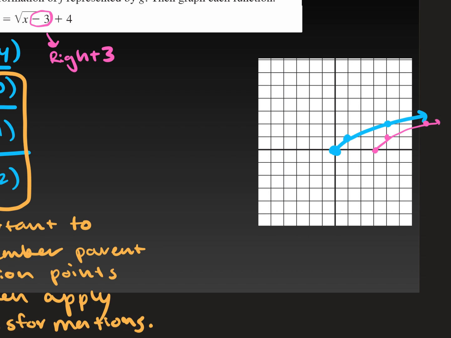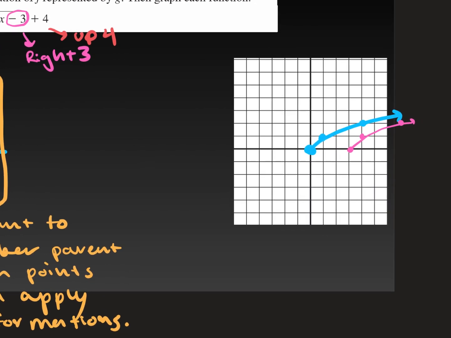I'm not done yet. We still have this +4. What does +4 do to our graph? On the outside, if I add 4, we move up 4. So I'm going to take these 3 points, the pink ones that I have now, and just shift them up 4. So it keeps that same shape as our original parent function. We just shifted it to the right 3 and up 4.